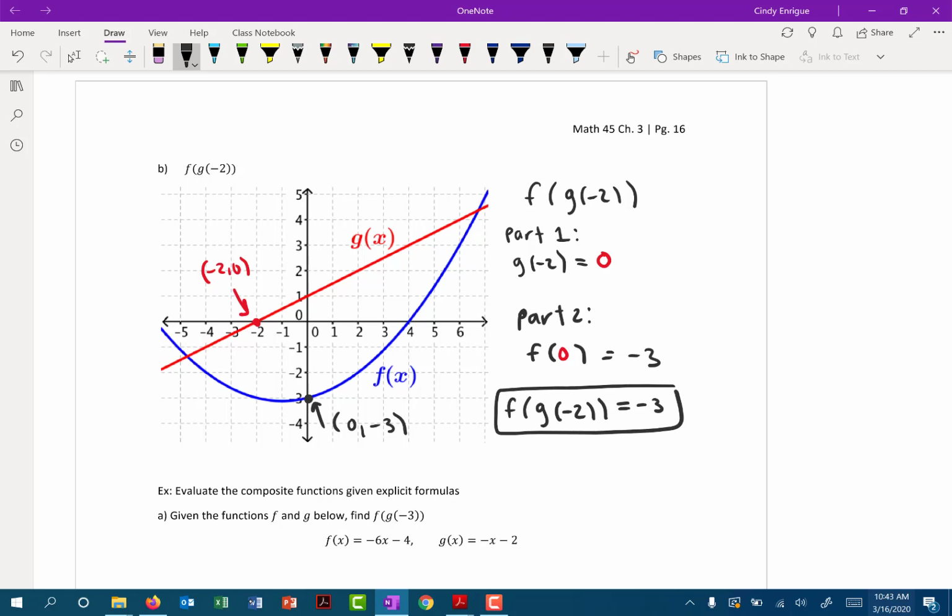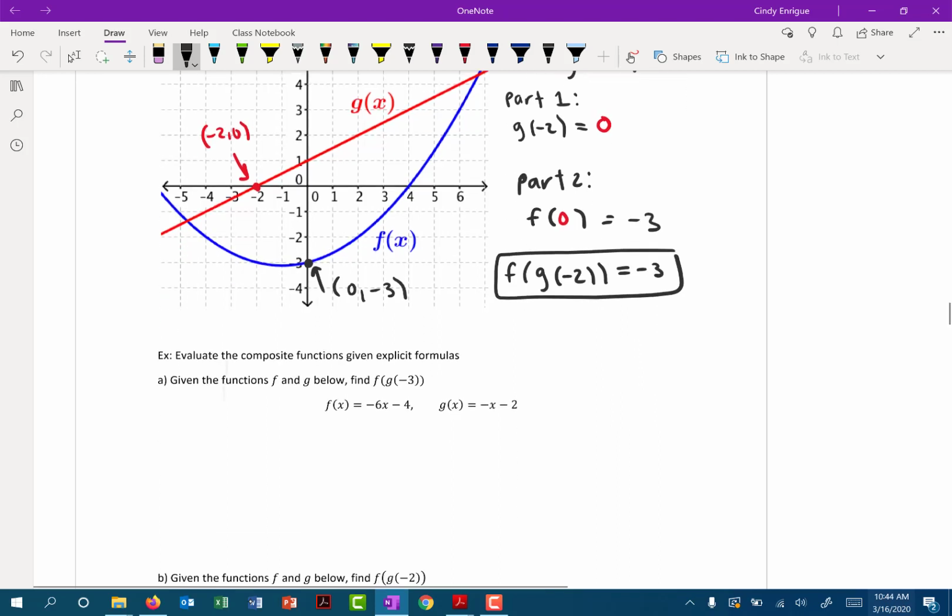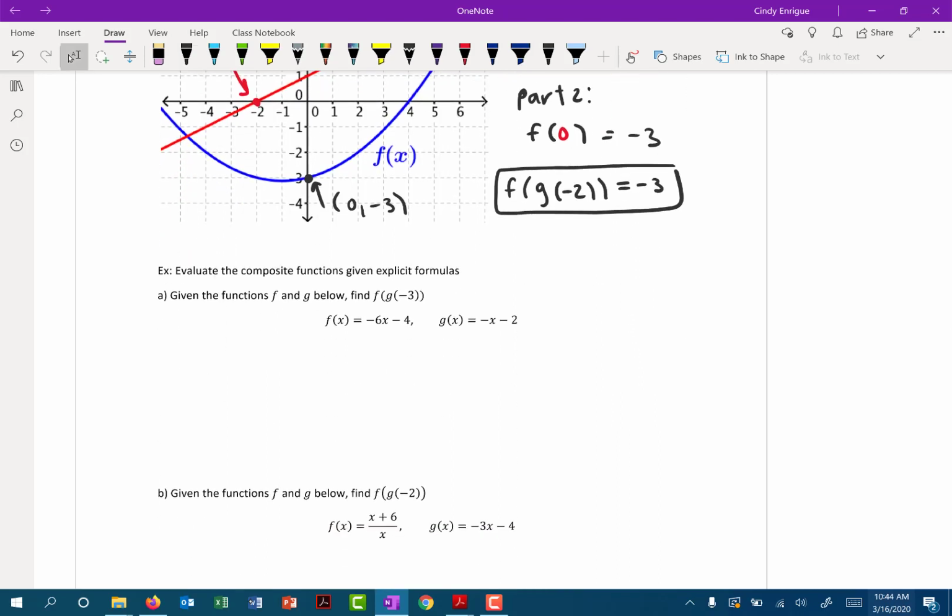So we can do composition of functions. We did it with a table. We've done it with graphs. And now we're going to do it with equations. It's going to be the same thing. So we want to make sure that we understand that we work from inner to outer. Always work from inner to outer.